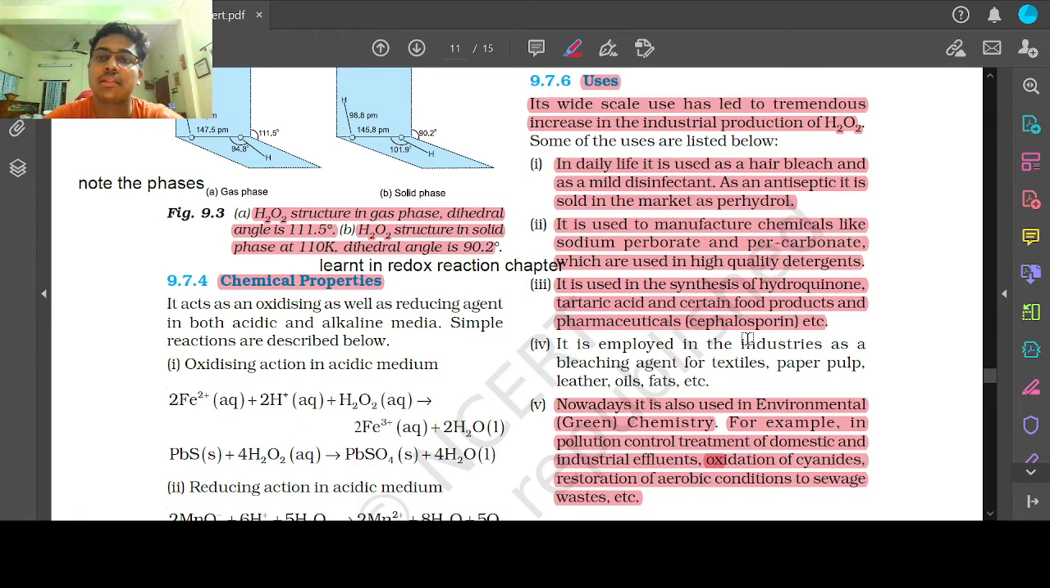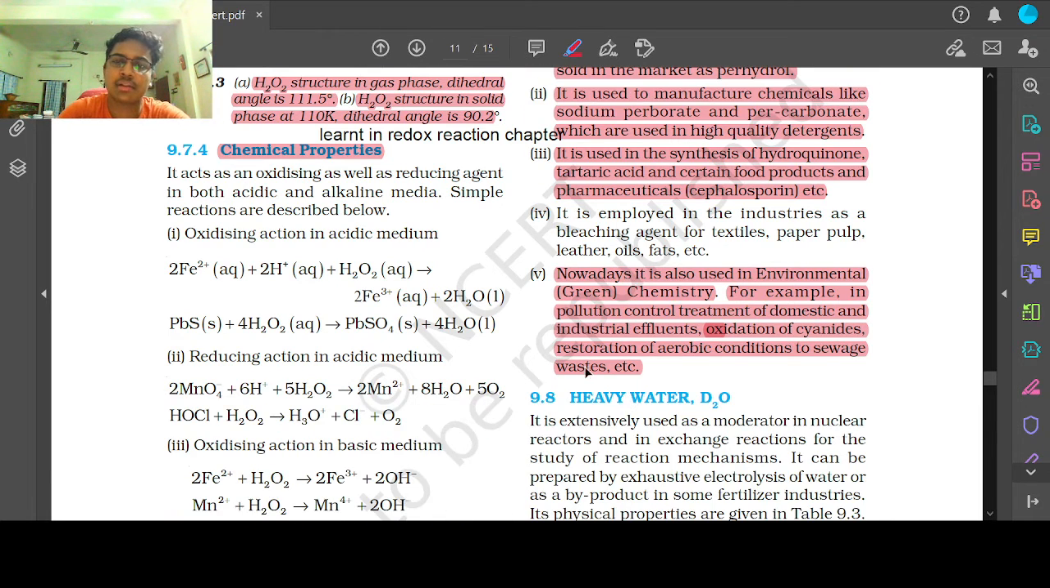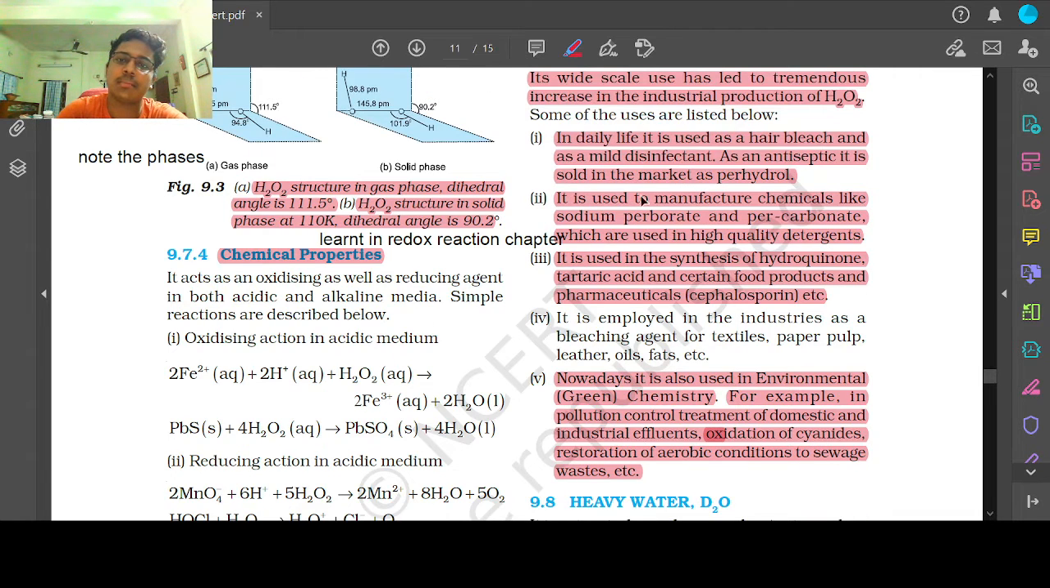It is used in the synthesis of sodium perborate and sodium percarbonate. It is used in high quality detergents. It is used in the synthesis of hydroquinone, tartaric acid, pharmaceuticals, and certain food products, or cephalosporin. And you can also mention that it is also used in green chemistry and environmental chemistry. This is not so important a point, but you can mention it because it's a trending topic nowadays. But these two are must-include points if you have to answer for board exams.